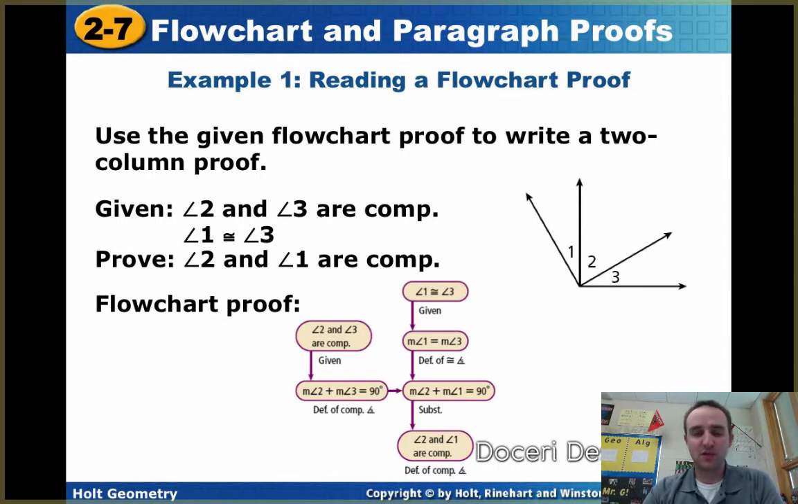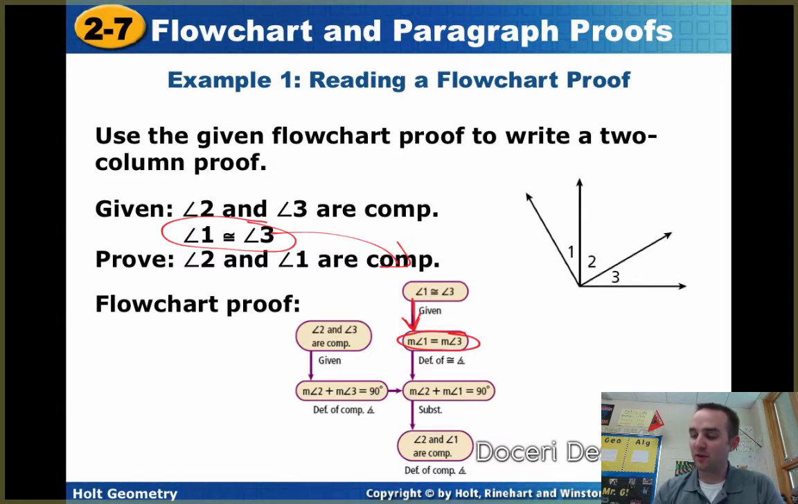You see arrows on here. Those arrows represent what is needed to say the next step. So for example, to be able to say that the measure of angle 1 is equal to the measure of angle 3 right here, I need to know that angle 1 is congruent to angle 3. How do I know 1 is congruent to 3? Well, it was given, right? Here's our given. So that's a given, and because of that given, we can say the measure of angle 1 is equal to the measure of angle 3.